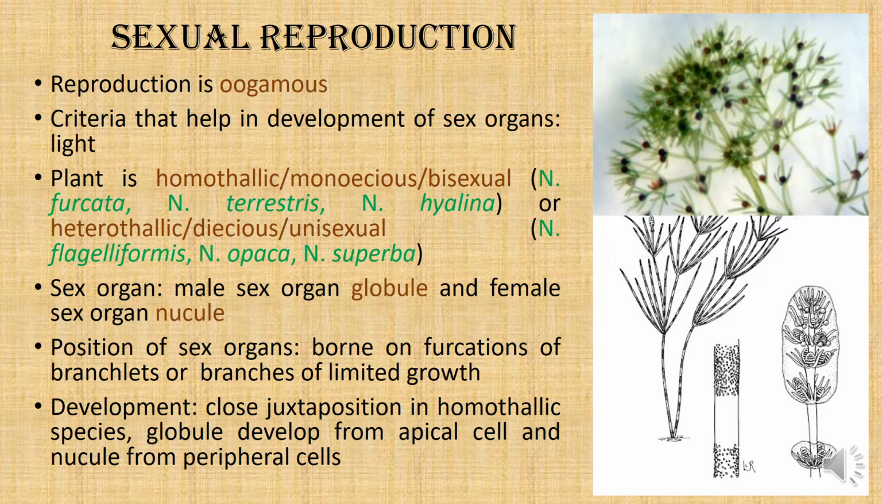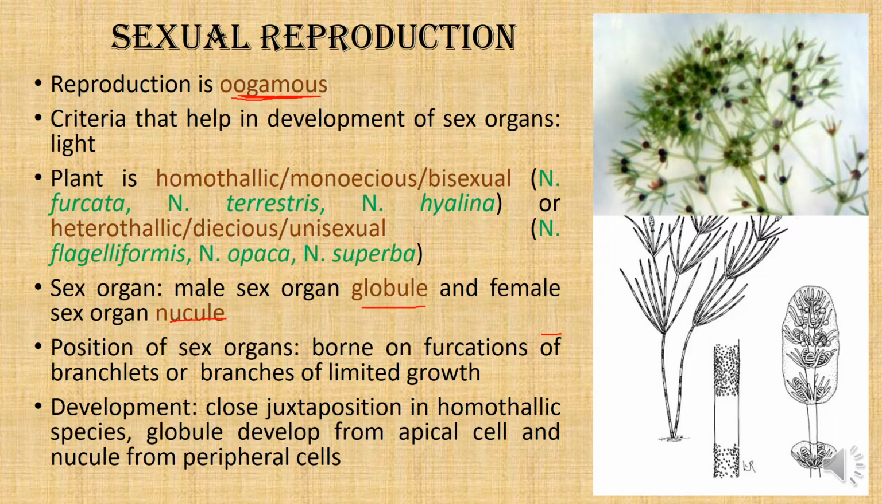Now we come to sexual reproduction. In all the Charophycean algae, that is Chara, Nitella, Tolypella, there is one characteristic feature: reproduction is oogamous. This is characteristic of this class. And as the reproduction is oogamous, they will have antheridia and oogonia. Here the antheridium is called the globule, which is globular in structure, and the female organ is called the nucule.